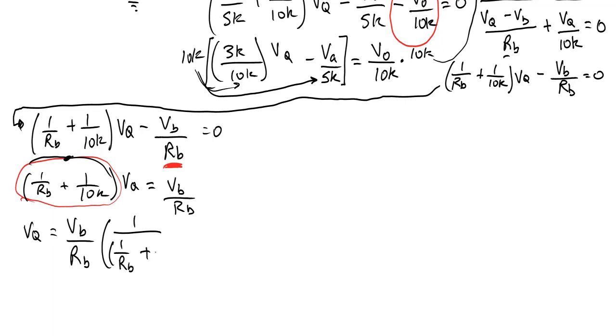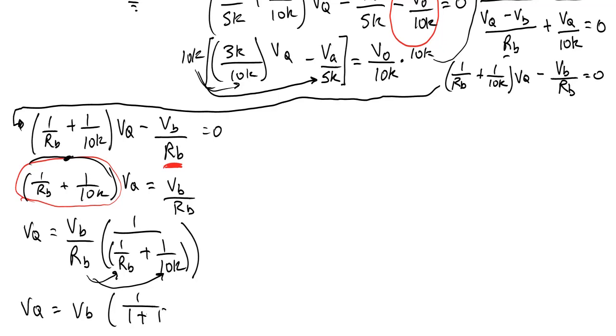One over RB plus 1 over 10k. And so if we went ahead and distributed out this RB to the denominator, we get VQ equals VB times 1 over 1 from this RB over RB plus RB over 10k.